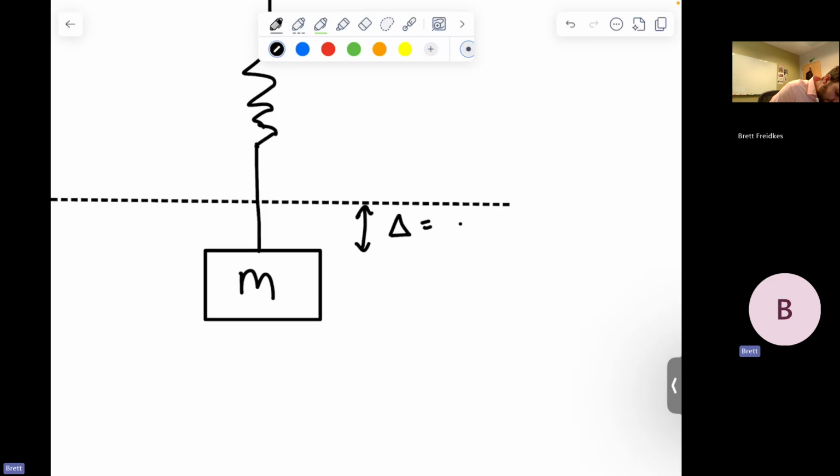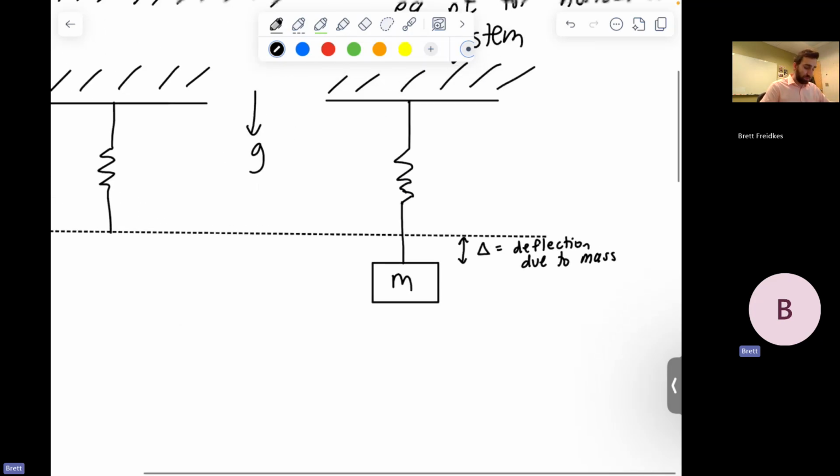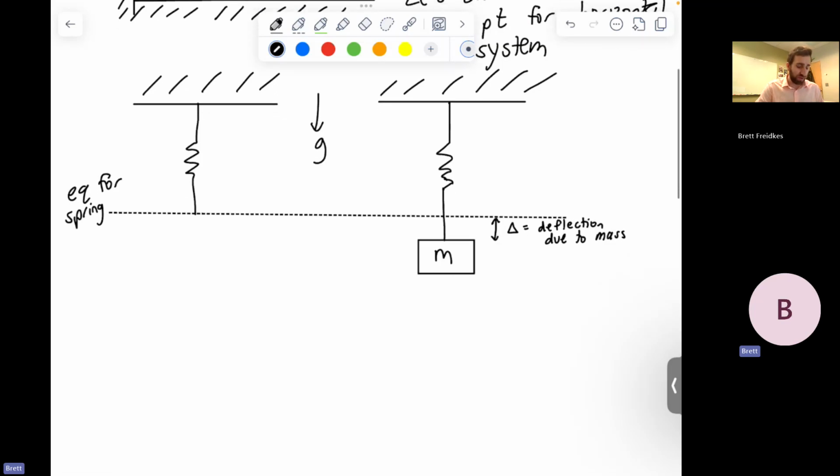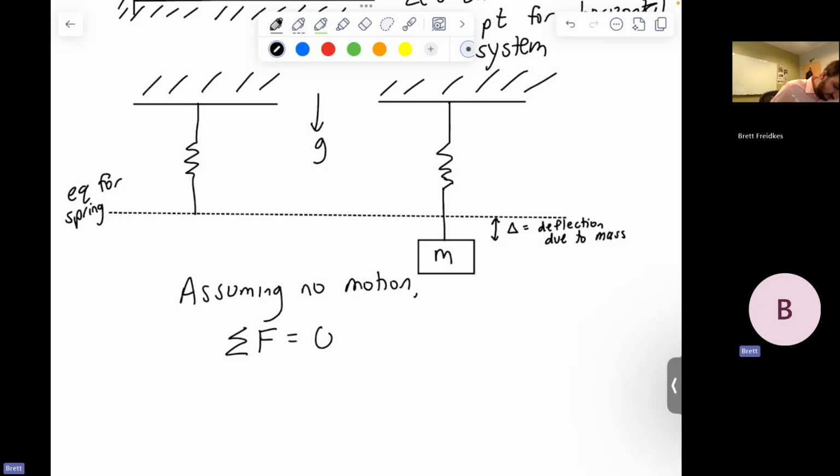So this is some deflection due to the mass. Because of gravity. Gravity is going to pull down on the mass, so therefore we're going to cause it to elongate. And let's say that we have no forces, there's no initial conditions. It's literally just comparing this system now that we've included a mass. So assuming no motion, let's sum the forces. And we know it's not moving, we'll say that that's equal to 0.